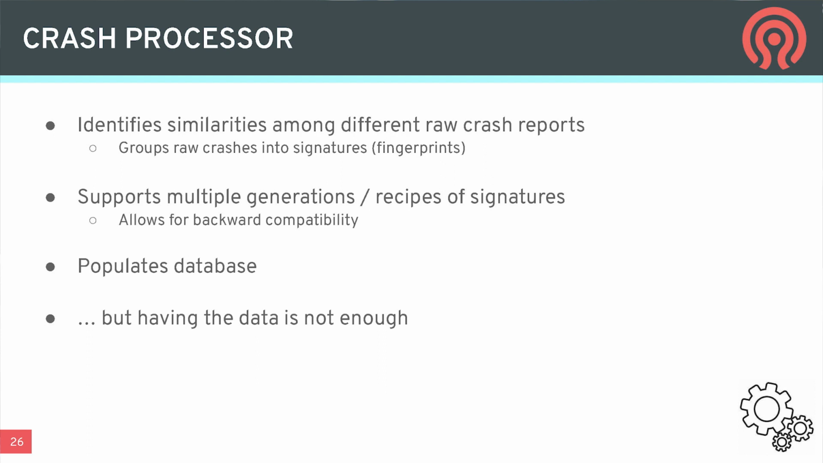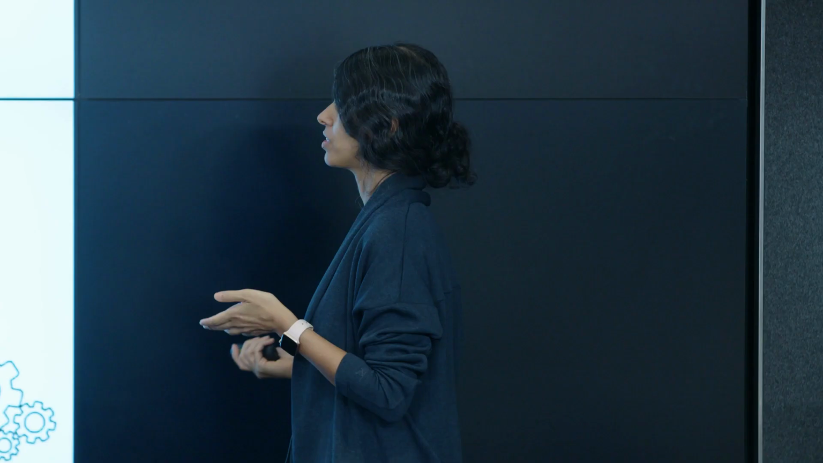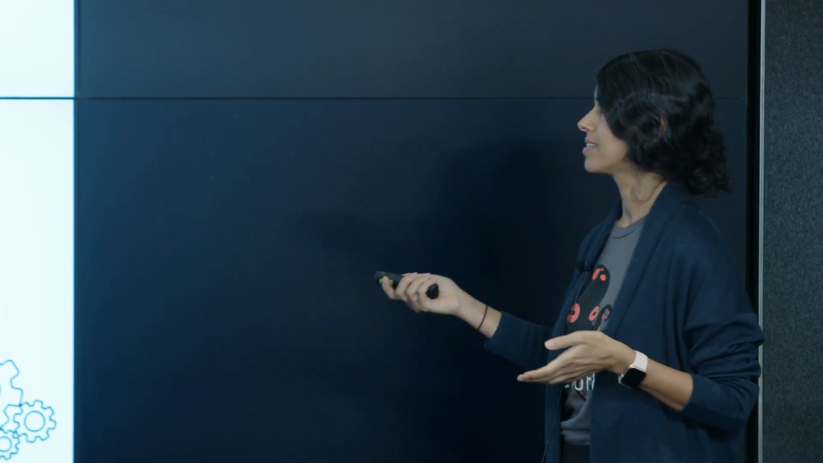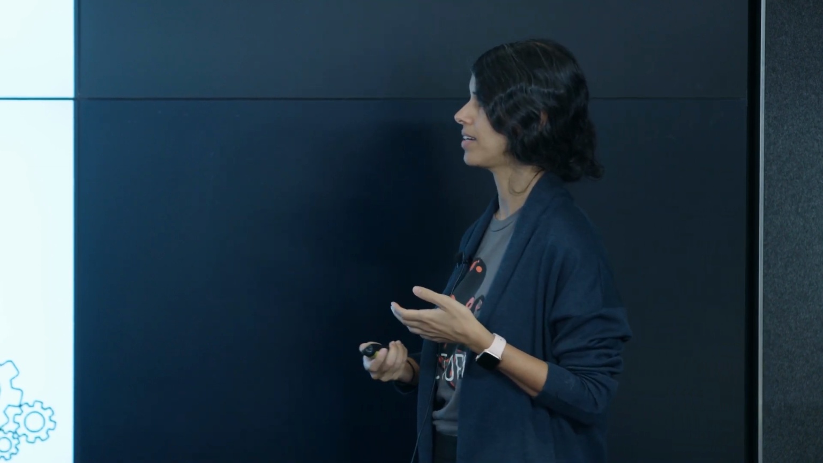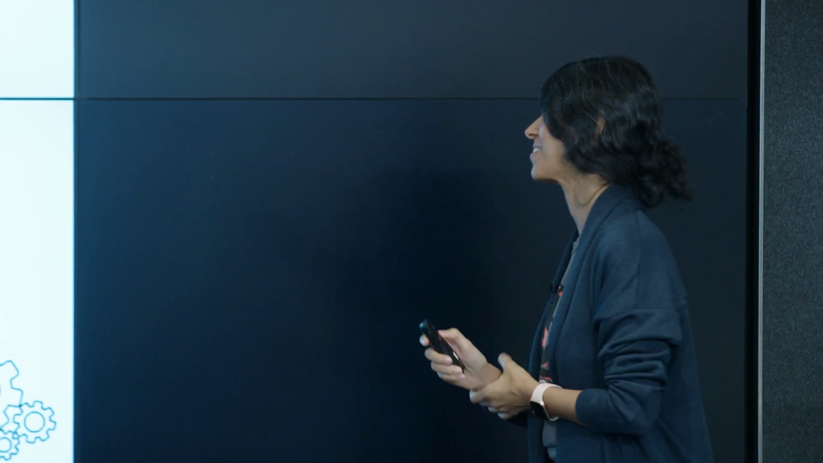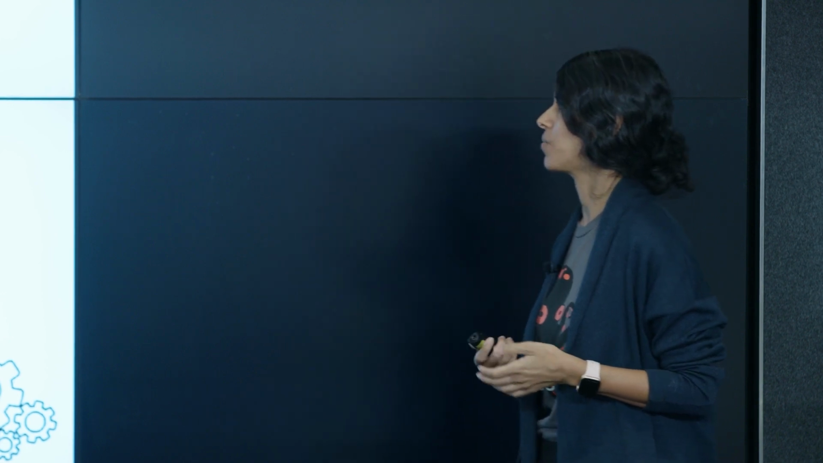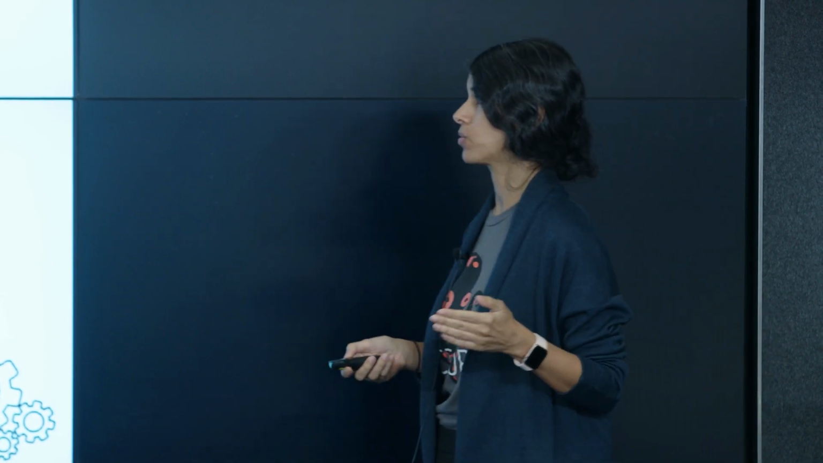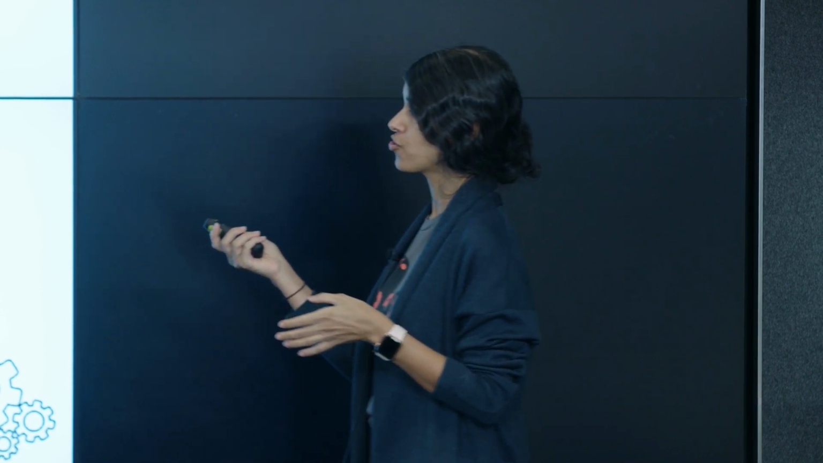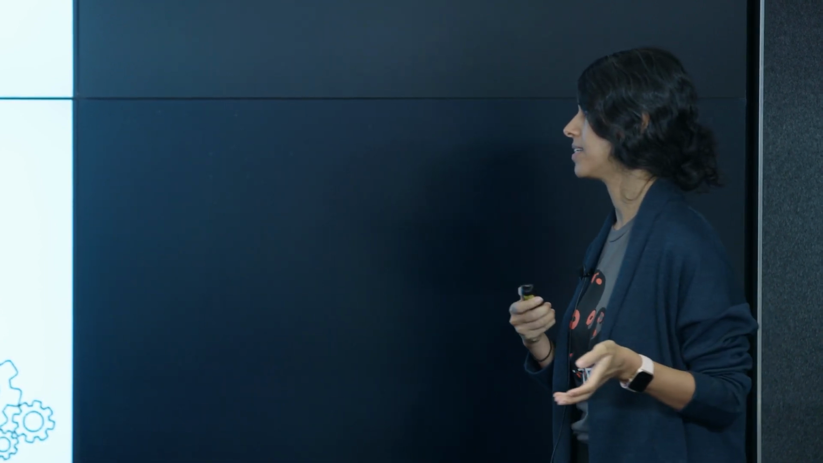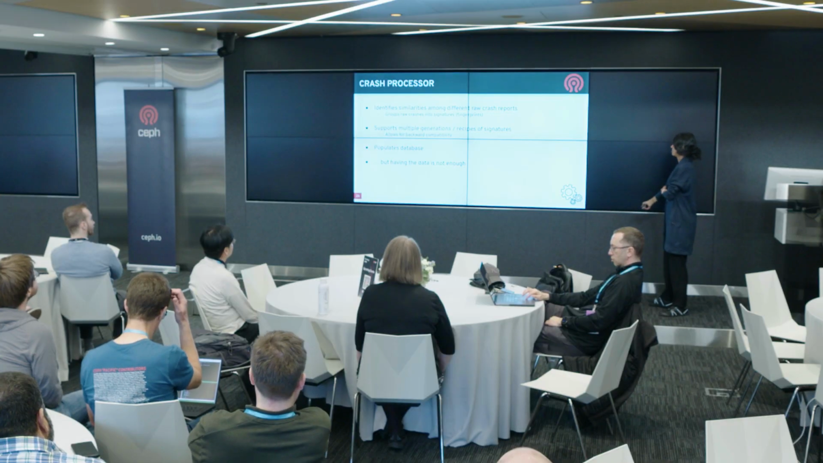The crash processor supports multiple generations or recipes of signatures, which allows for backward compatibility. So in case we want to enhance the recipe and create an even better grouping, because I know that there are some duplicates in the reports right now, we can keep enhancing the recipe, and we have backward compatibility for that. And then the crash processor populates the database, and then we have a database of signatures, which is mapped to raw crashes. But just having the data itself is not enough.